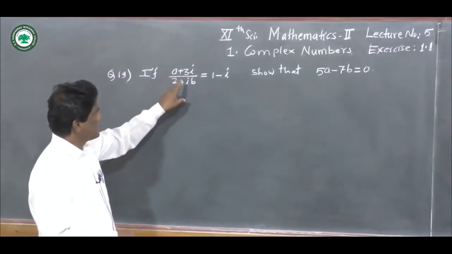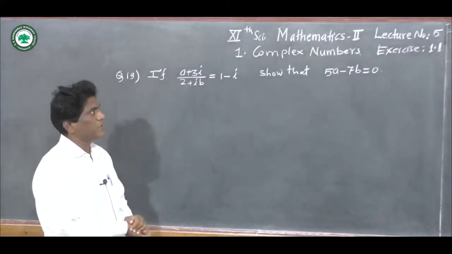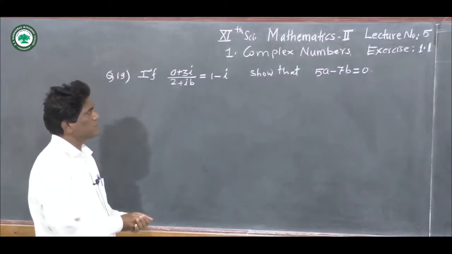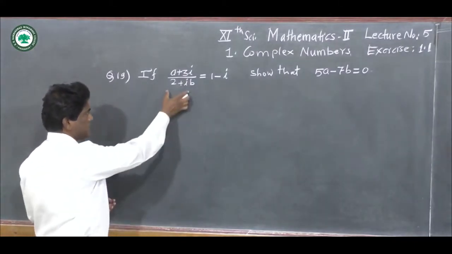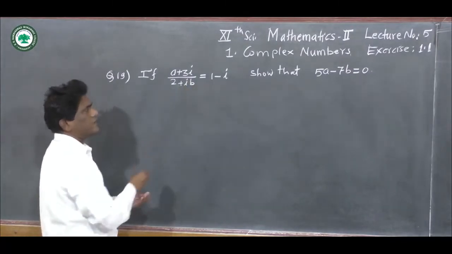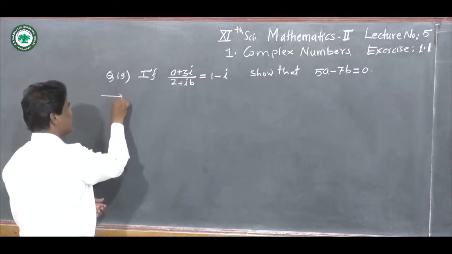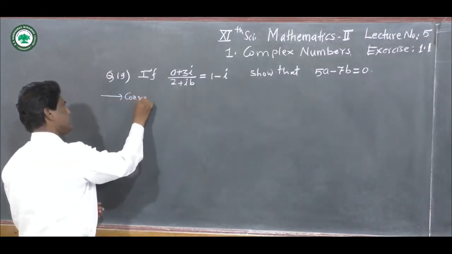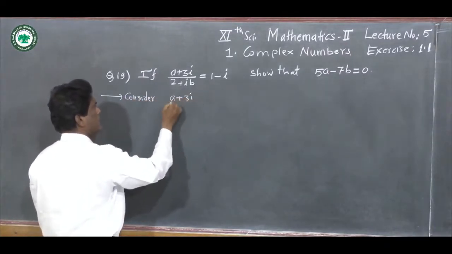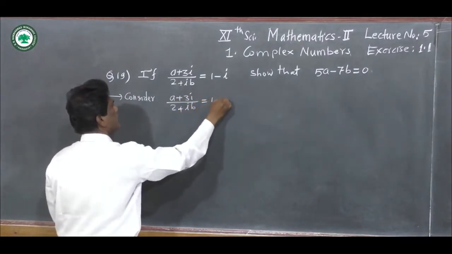If (a + 3i)/(2 + ib) = 1 - i, then we have to show that 5a - 7b = 0. So firstly consider this part. We have been given this part, and from this we have to show that 5a - 7b = 0. So consider (a + 3i)/(2 + ib) = 1 - i.